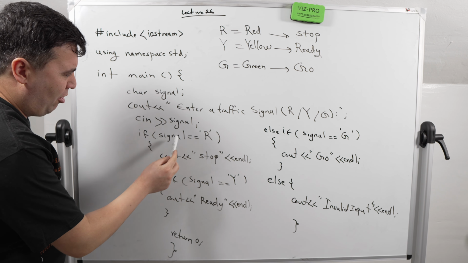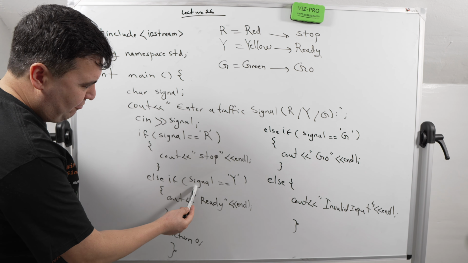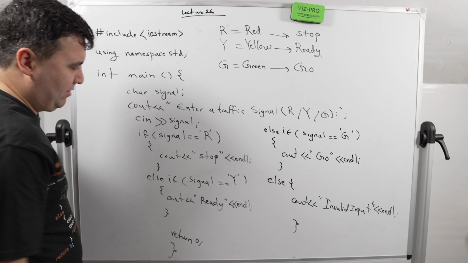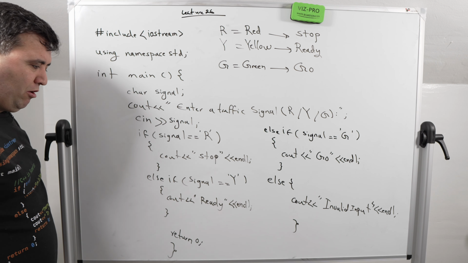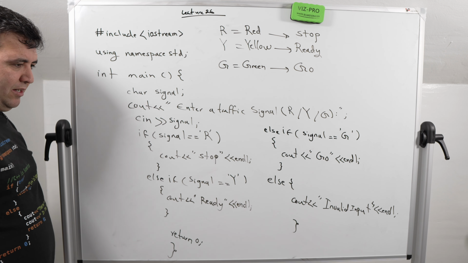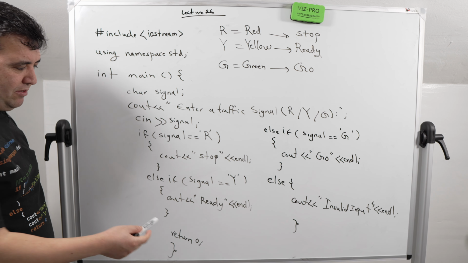If this condition is false, our program checks another condition, which is else if. If signal is equal to yellow, if the user enters Y, and this condition becomes true, we cout ready. It means vehicles are ready to go. It's time to get ready, because after yellow the light becomes green. So it's ready to go.